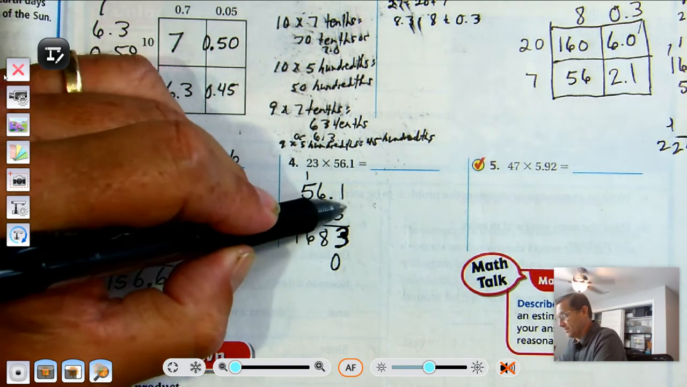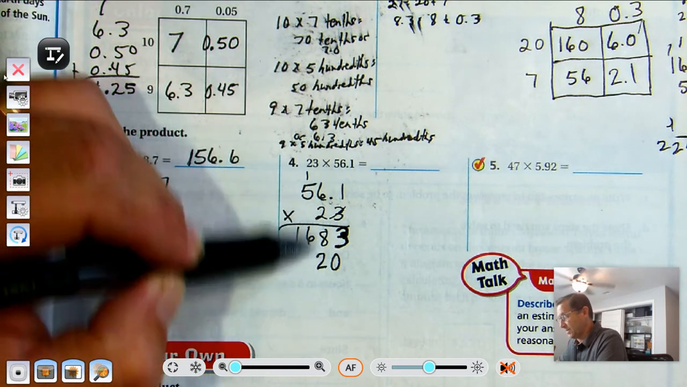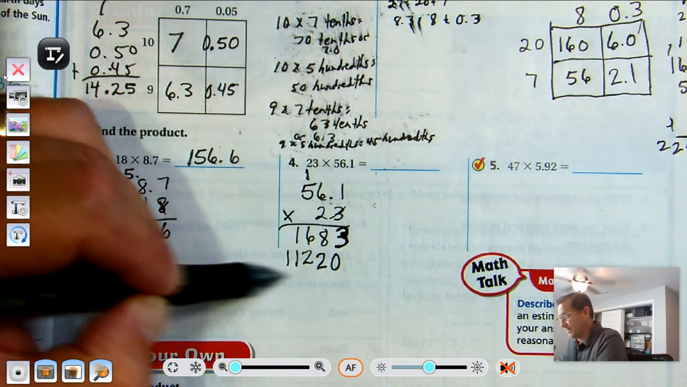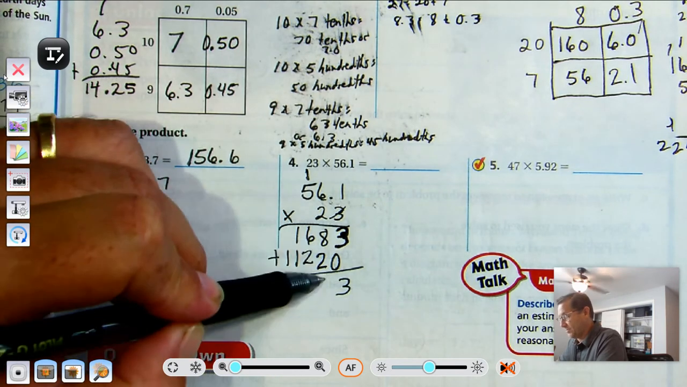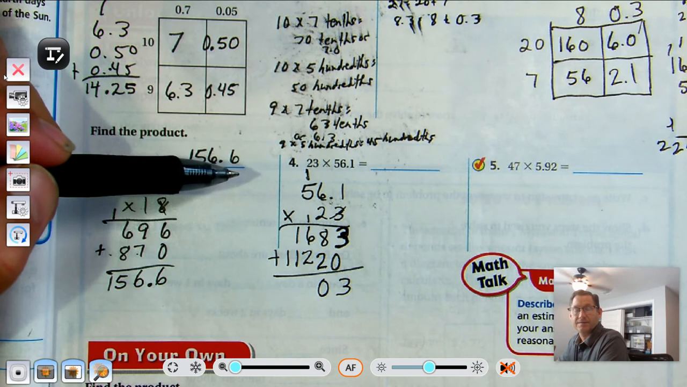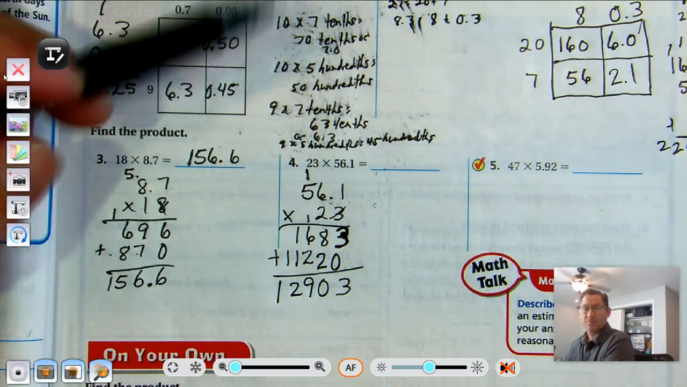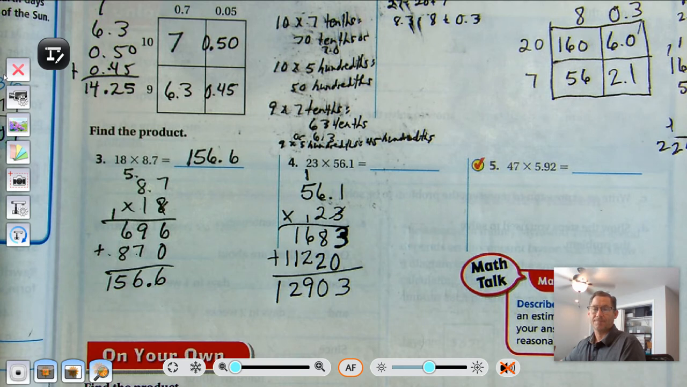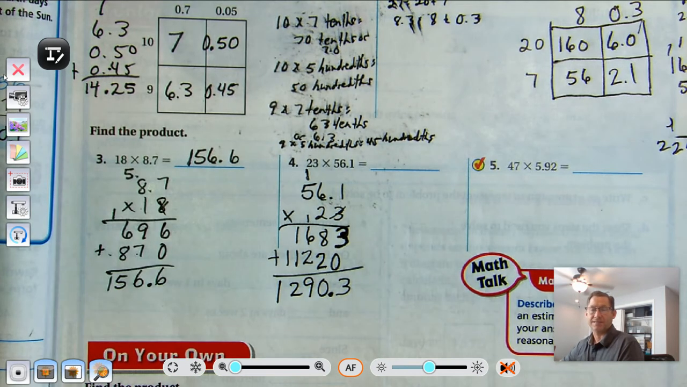We're moving to the tens now. So 561 times 20. 2 times 1 is 2. 2 times 6 is 12. Regroup that. 5 times 2 is 10, plus 1 more is 11. Okay, add those up. 3 and nothing, 3. 8 and 2 is 10. Regroup. 6 and 1 is 7, plus 2 more is 9. 1 and 1 is 2. 1 is nothing. So 561 times 23, we'd have 12,903. But I'm not multiplying by 561, I'm multiplying by 56 and 1/10. So my product has to be in the tenths.